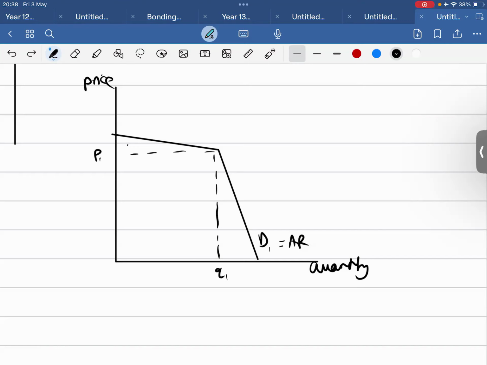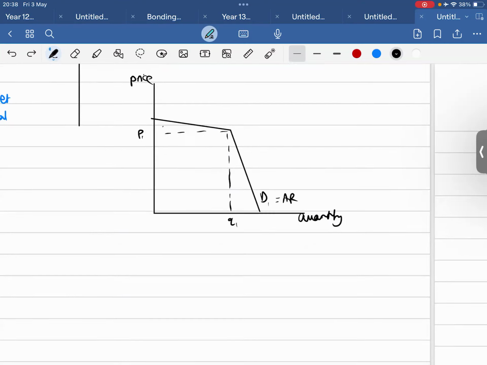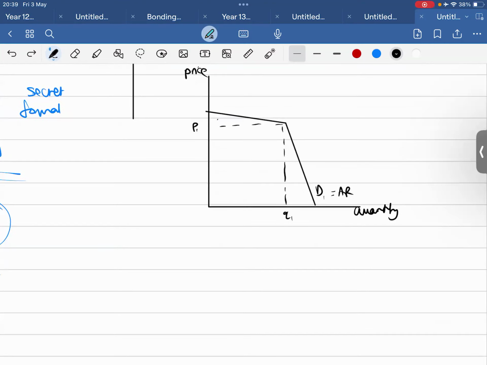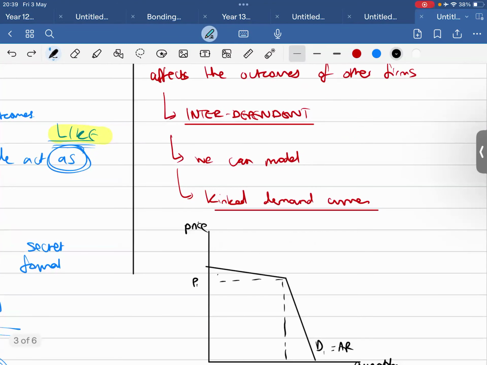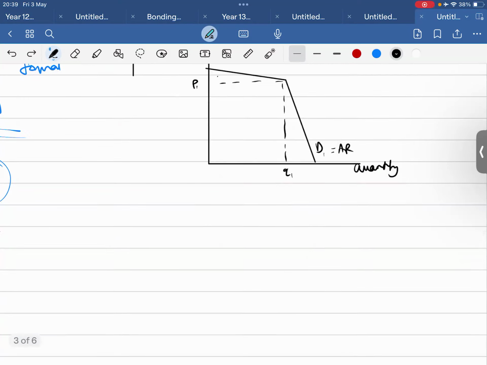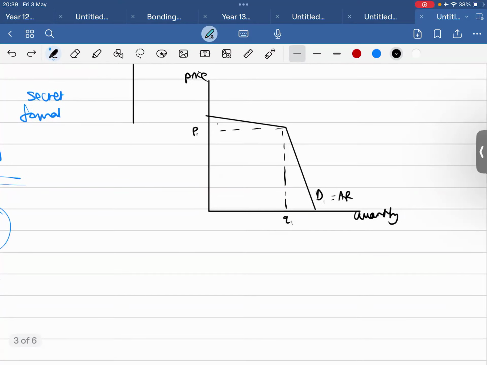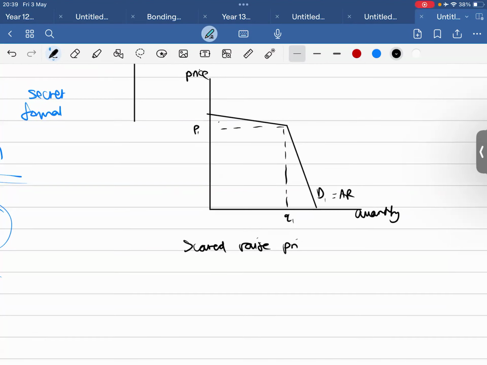Okay. Now it's about describing it. Again, really important for 15 markers and 25 markers. We've explained that we're modeling the firms with a kink demand curve model because of the interdependence. And we just described that firms are scared or basically choose not to ever raise their prices. They do not raise prices and they do not lower prices.